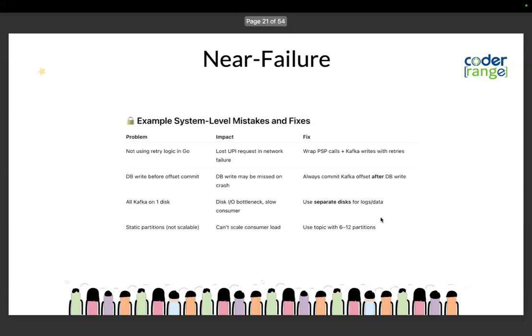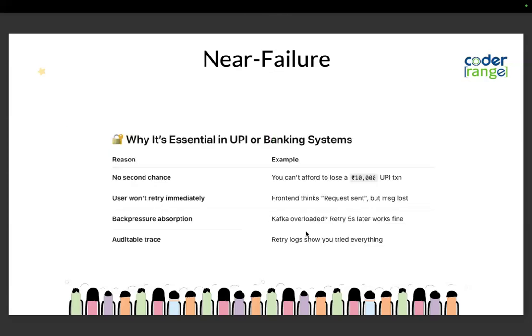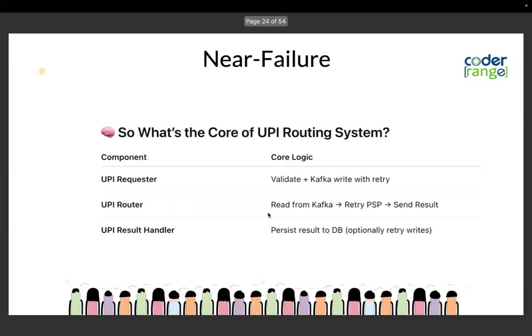If you see the real problem, this is what they'll ask, because for a user, there's no second chance. You cannot afford to lose a 10,000 rupees transaction, correct? There's no second chance, right? The user won't retry immediately, because he thinks the request was sent, or the money message is lost, or whatever it is. So Kafka is always overloaded. Generally, what happens when Kafka is overloaded is they retry after 5 seconds. Okay, so they retry after 5 seconds. This is what happens. So what did they implement?